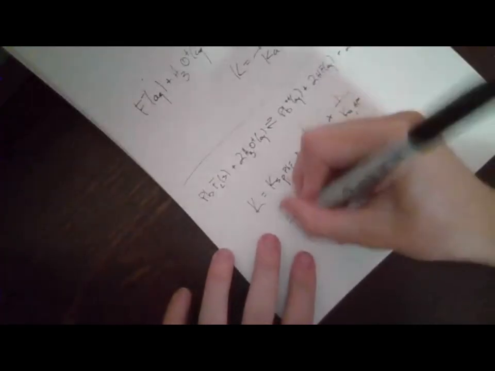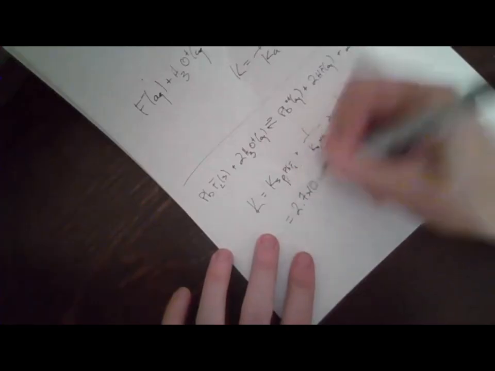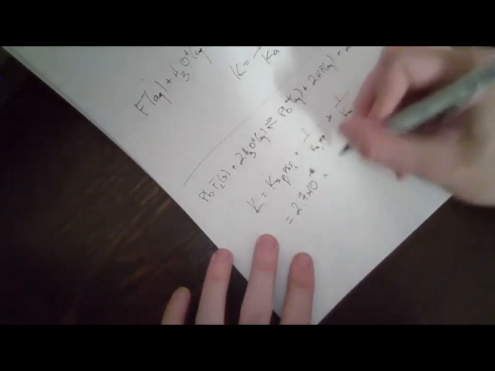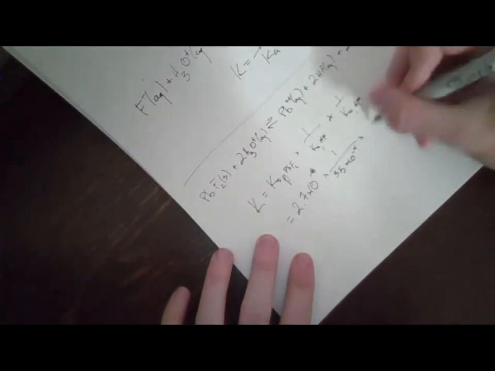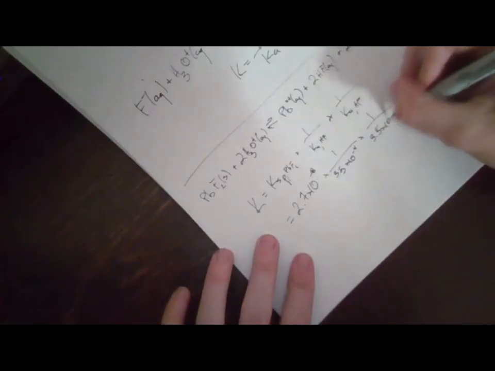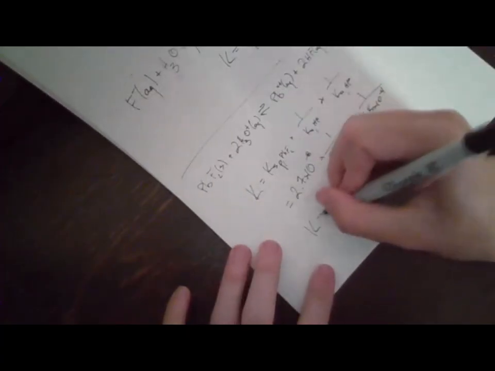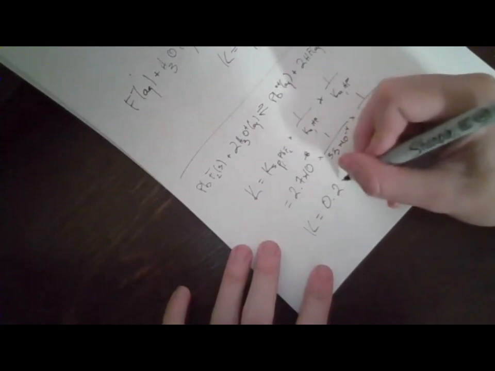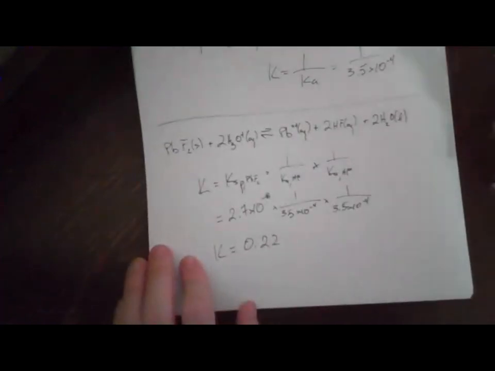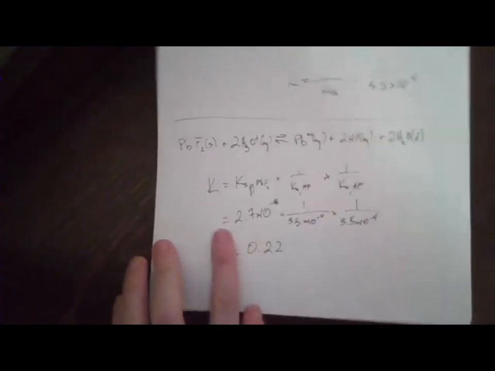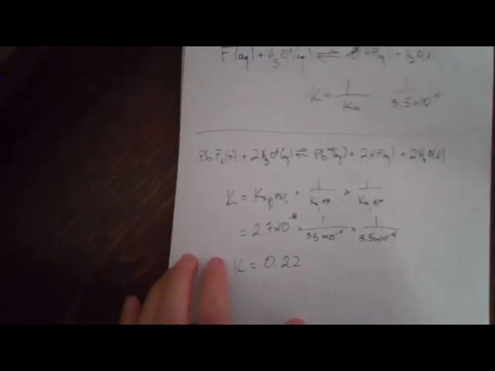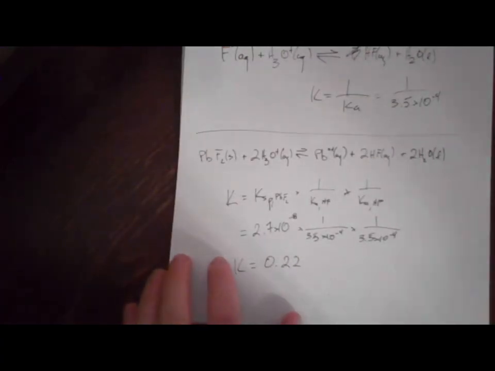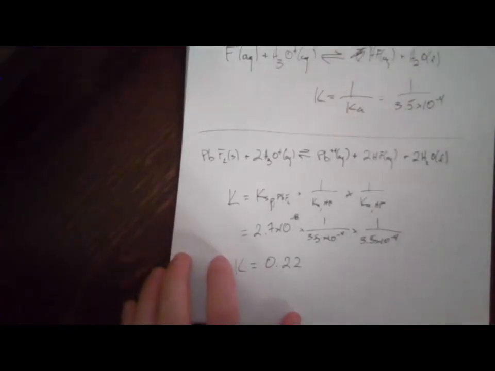I plug in those numbers. That is 2.7 times 10 to the negative 8 times 1 over 3.5 times 10 to the negative 4th times 1 over 3.5 times 10 to the negative 4th. And we get that K is equal to 0.22. This doesn't get a fancy name, no sub. It'd be like a Kc. We want to call it the Kc for this reaction, just the equilibrium constant describing this equation.